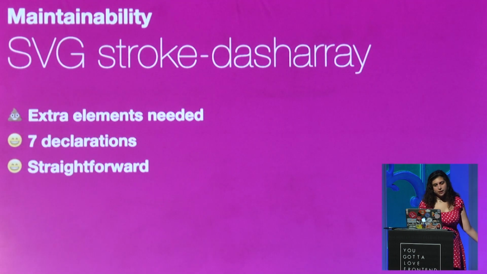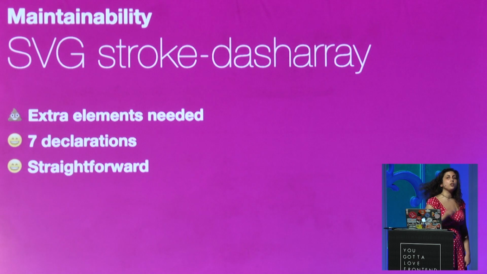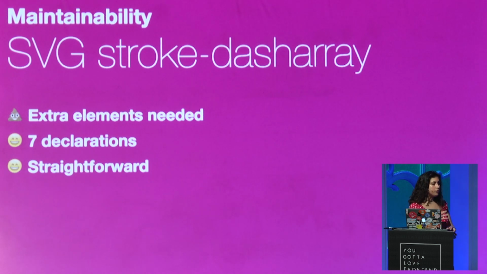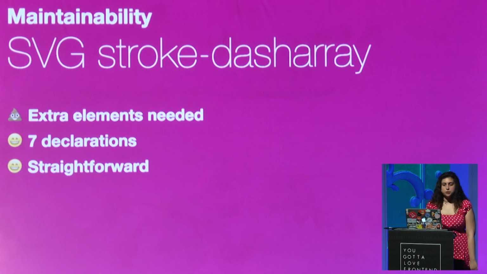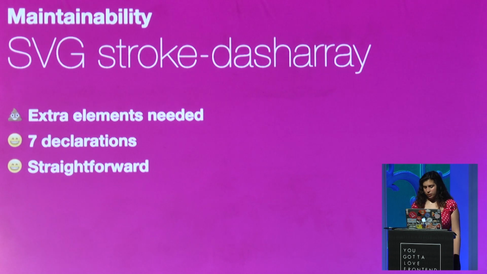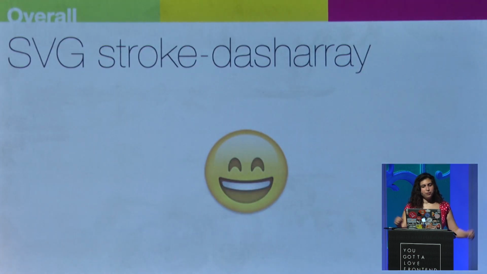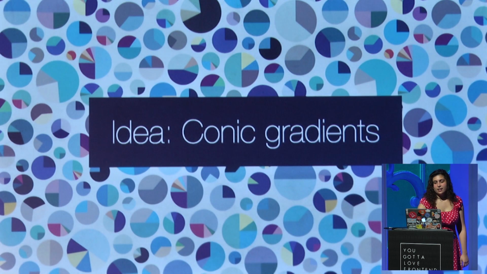We need extra elements. That's one problem, but you can use a div with an attribute and then pick it up with JavaScript and add an SVG element with a circle inside it. It's not that much code. It's maybe 5-6 lines of JavaScript. Maybe a little bit more because you have to deal with horrible namespaces, but it's not that much JavaScript. And it's pretty straightforward, I think. So yay for SVG stroke dash array. Is there a better way?